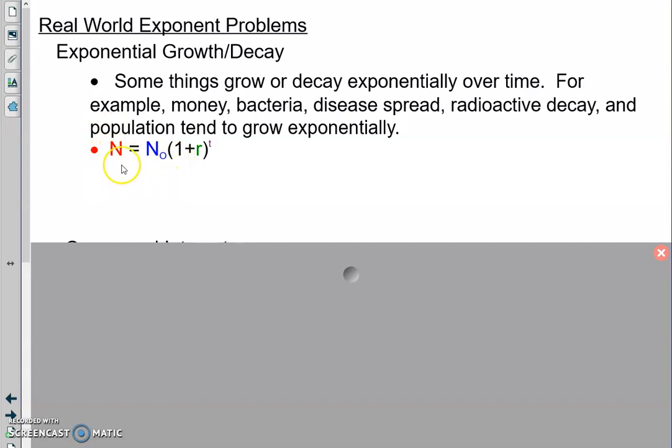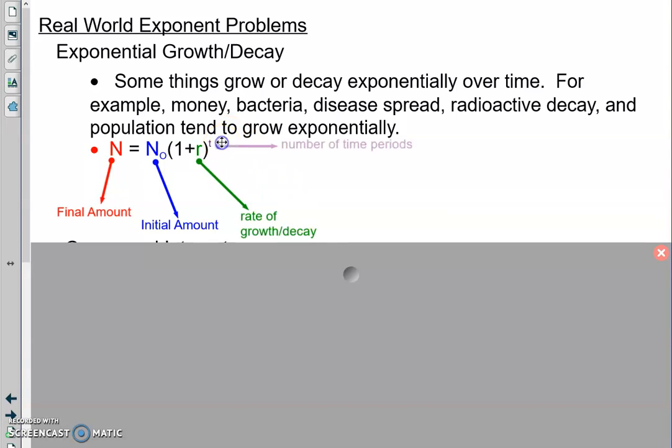And let me just explain each part. This number right here, N, that represents the final amount. So what you end up with after the growth occurred. This number right here that looks like N sub 0 is actually read as N naught. And N naught is the initial amount, what you start out with. R represents the rate of growth or the rate of decay. That could be positive if it's growing or negative if it's decaying. And finally, the exponent, the most powerful part of this entire thing, is t for time. So that's your general formula for any type of exponential growth or decay.